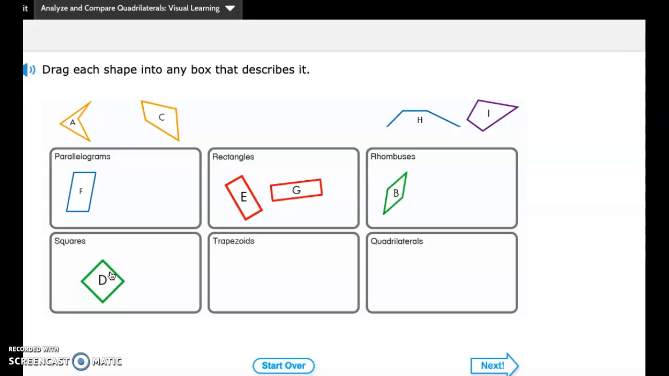Let's see, a quadrilateral has four sides. So this one has four sides. This one has four sides. This one only has three. This isn't any shape. This one has four sides. It could be a quadrilateral.